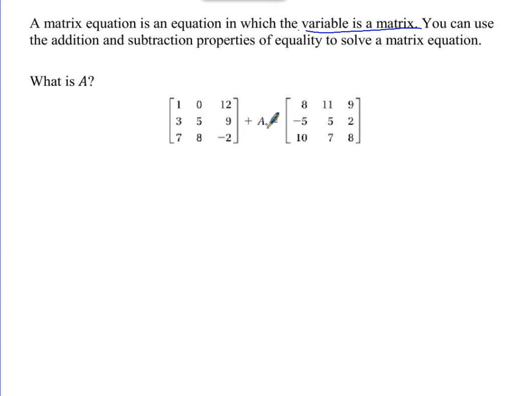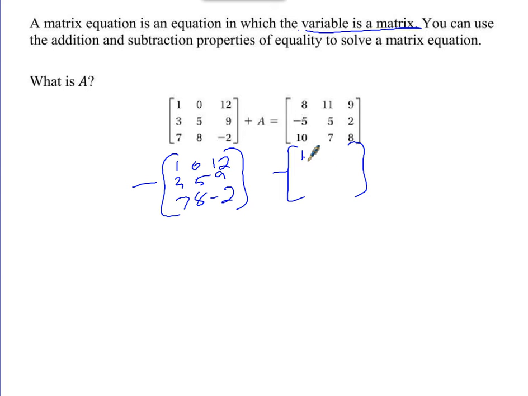And this just said I can use the addition and subtraction properties of equality to get capital A here by itself. So if I want this matrix here to disappear so that A is by itself, what do I need to do to it? Subtract it from both sides. Yep. So we're going to subtract here, and we're going to subtract here. So technically I have 0, 1, 0, 12, 3, 5, 9, 7, 8, -2. And here I have exactly the same thing. I'm subtracting 1, 0, 12, 3, 5, 9, 7, 8, -2.